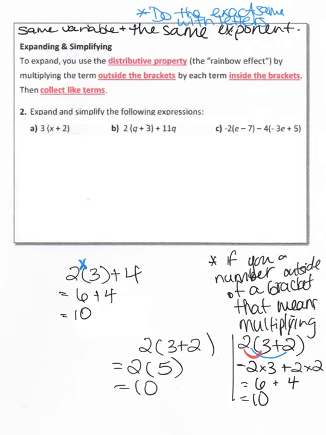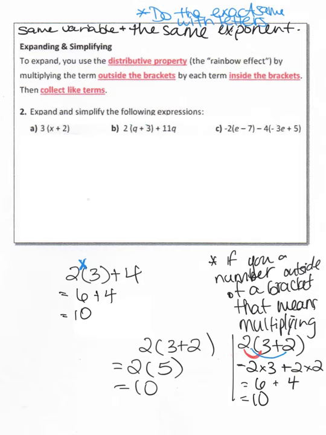Let's think that I am using the same idea. We're going to talk about this idea of expanding. Expanding, just like if you were expanding anything in life, means that we're taking something that was simple, something that was small, and making it bigger. We're expanding by using the distributive property, which is just a big word for our rainbow effect. Do you see how we made an upside down rainbow here? That's what this is talking about.